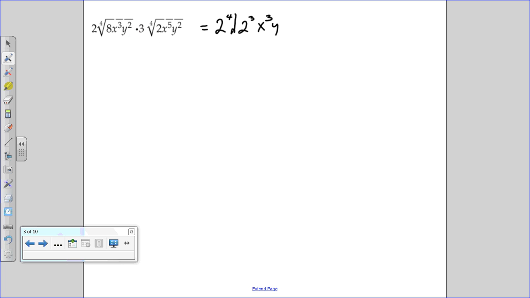Okay, this is another problem in which we're going to multiply. Notice here we've got the fourth roots on this one. So I've got to break it apart just like I did with the previous example. Okay, I've got the fourth root of 8. Now 8 is 2 to the third, x to the third, y to the second, multiplied by 3, the fourth root of 2, x to the fifth, y to the second.